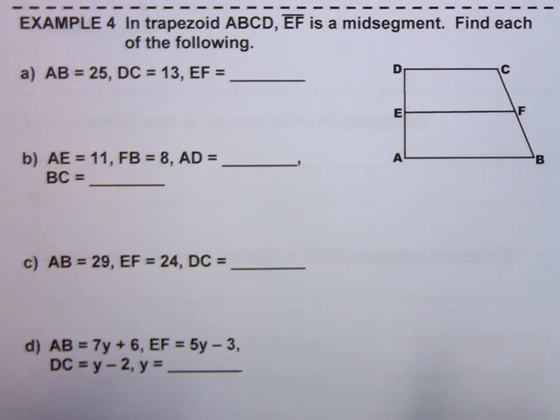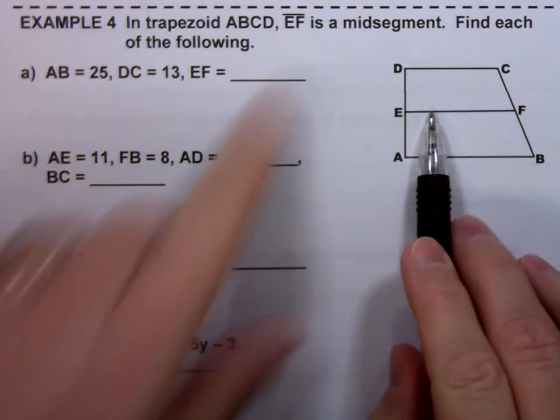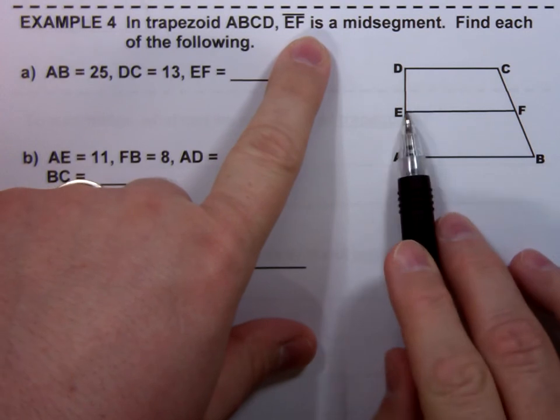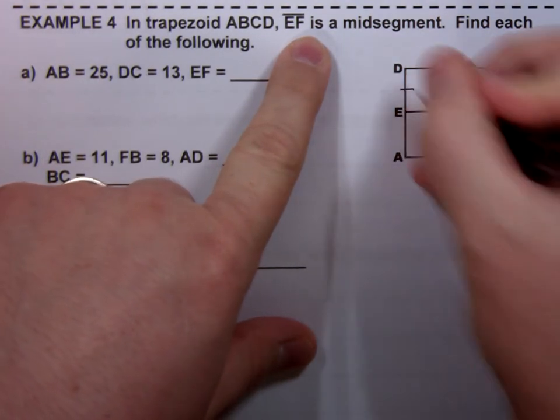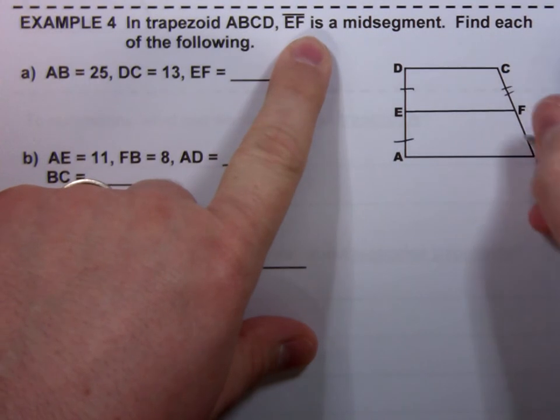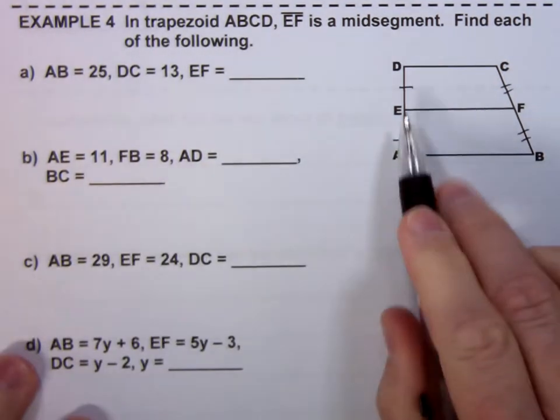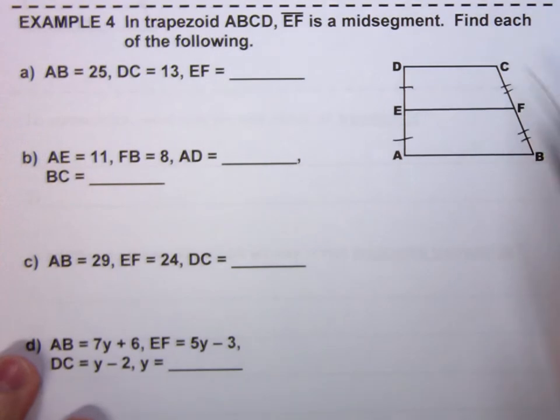If I know that this is a mid-segment, they told me it is, then it has to go from the midpoint of one leg to the midpoint of another leg. So as soon as I read that, I'm going to mark these congruent, and I'm going to mark these congruent, because I know that E is the midpoint of this side and F is the midpoint of that side. That's the only way line segment EF can be a mid-segment. And they told me line segment EF is a mid-segment.